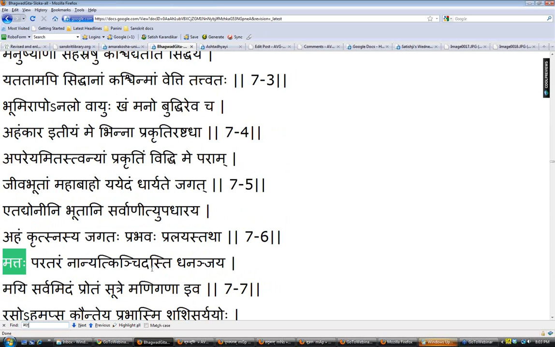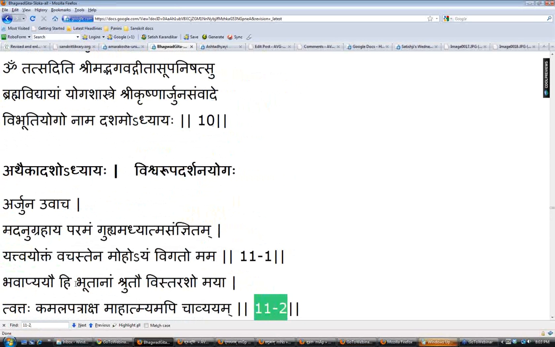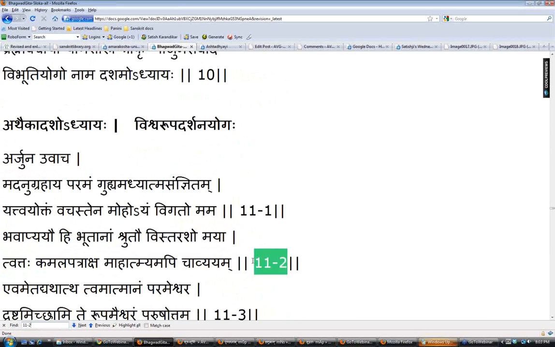Mattaha. Then it also comes in chapter 11. Tvattah kamalapatraksha mahatmyapi chavyayam. Again, please keep chanting the Gita, even if you do nothing else, because a lot of the Vyakaran Shastram you can learn very easily. Tvattah, I've heard from you. This is something I've heard. Okay. Now how are these forms coming about?